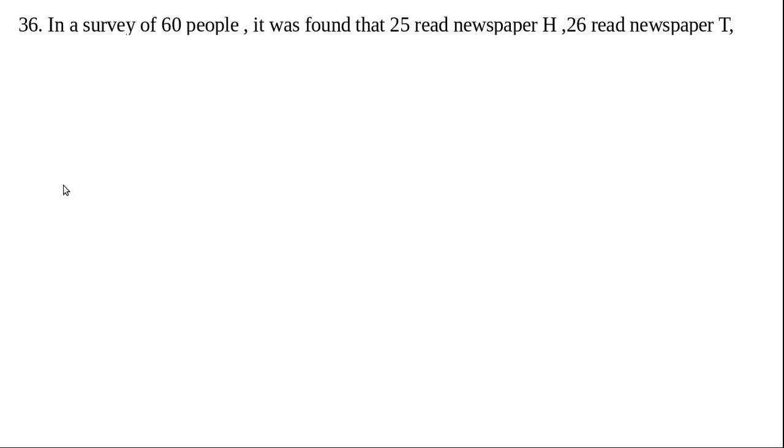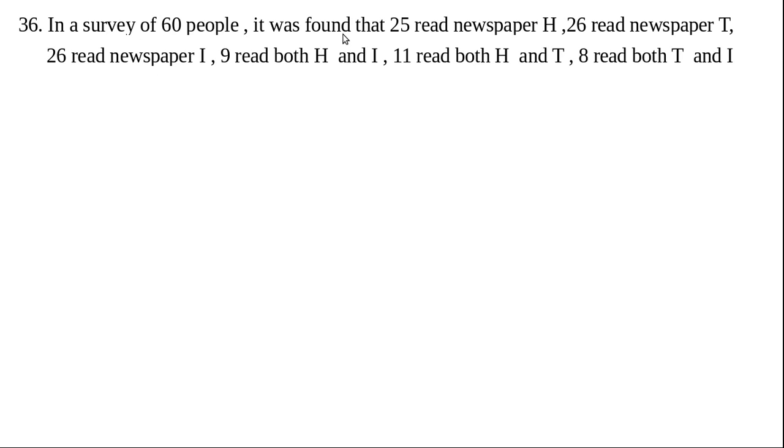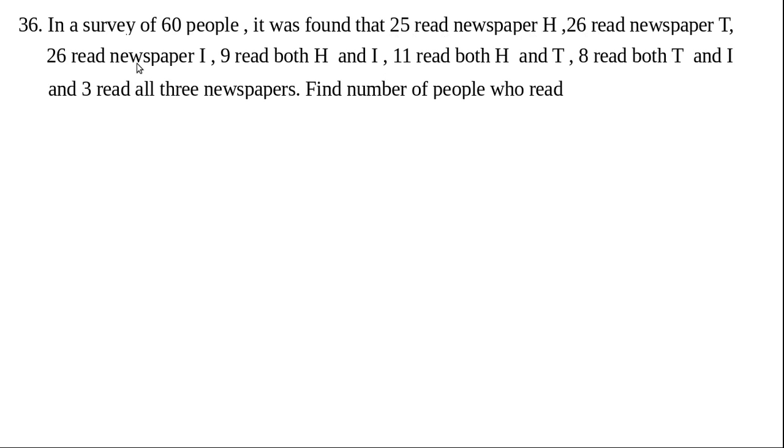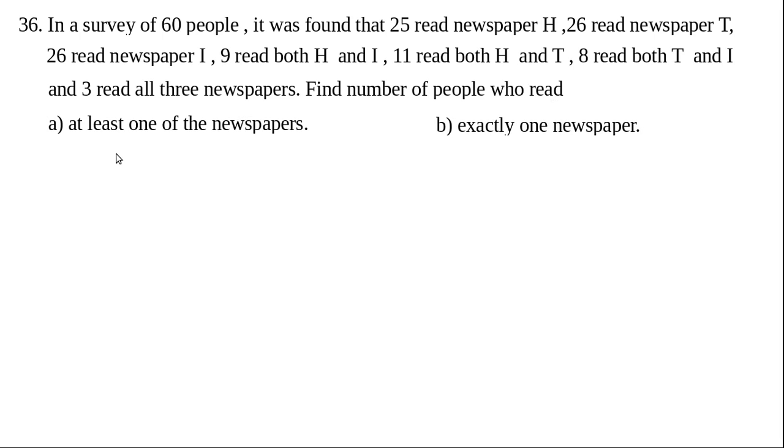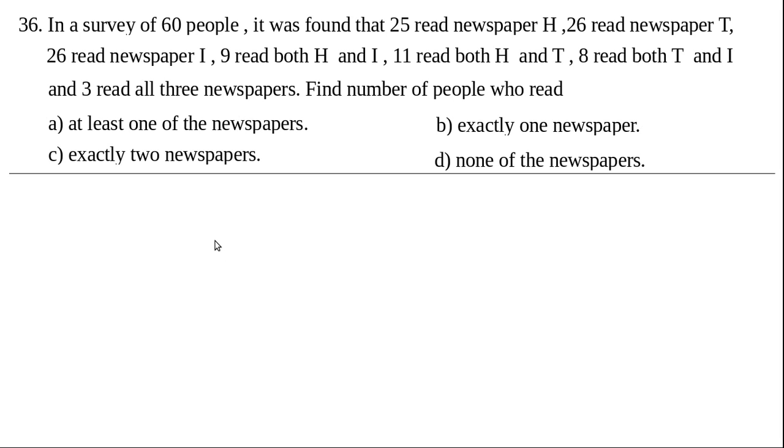Okay, let us do the next problem. That is question number 36. Here there are three sets. In a survey of 60 people, it was found that 25 read newspaper H, 26 read newspaper T, 26 read newspaper I, 9 read both H and I, 11 read both H and T, 8 read both T and I, and 3 read all 3 newspapers. Find the number of people who read at least one of the newspapers, exactly one newspaper, exactly 2 newspapers, and none of the newspapers.